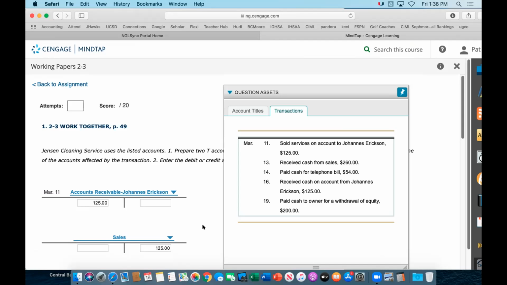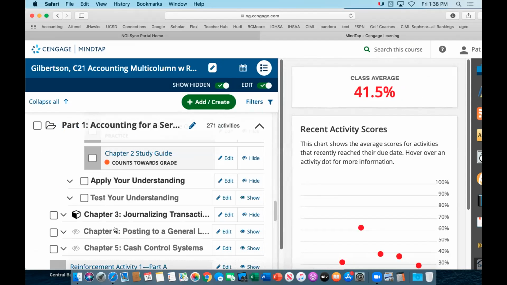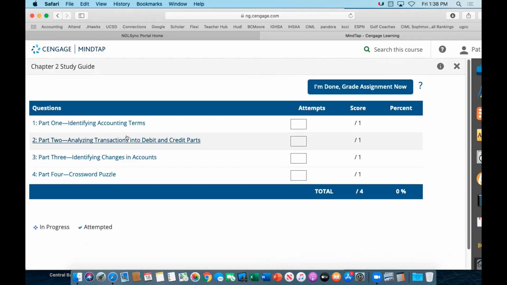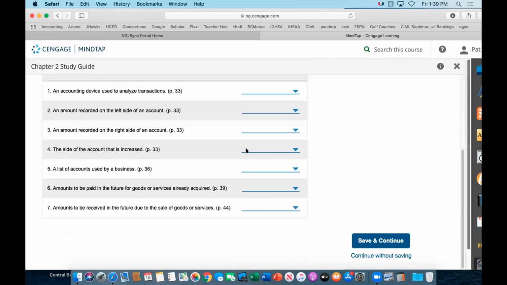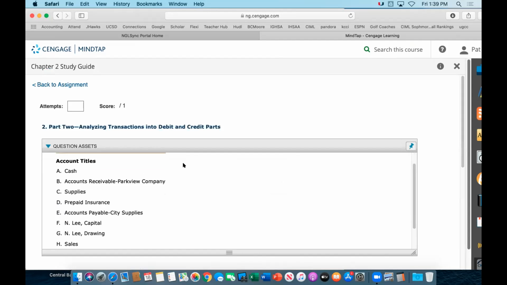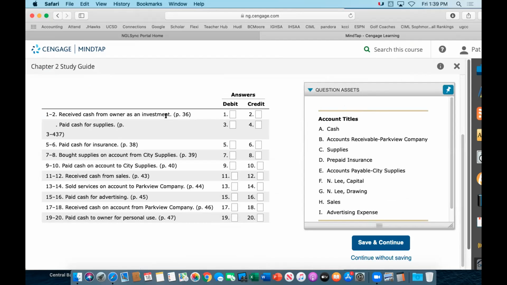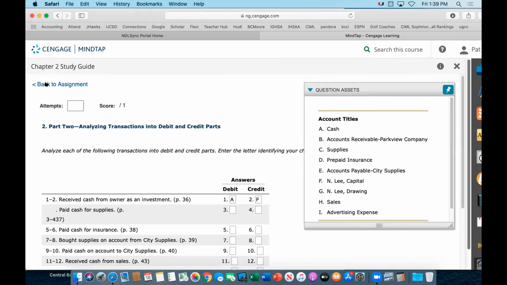But we're going to give you the study guide, which is open. It's right here in the study hall. You're going to be asked to do the study guide. So that's some terms, right? No big deal. So here, on the study guide, receive cash from owner's investment. You're going to have to put the letter of what it means. We debit cash, credit capital. So cash is A, capital is F. Help each other out with that. But that's part of the study guide.